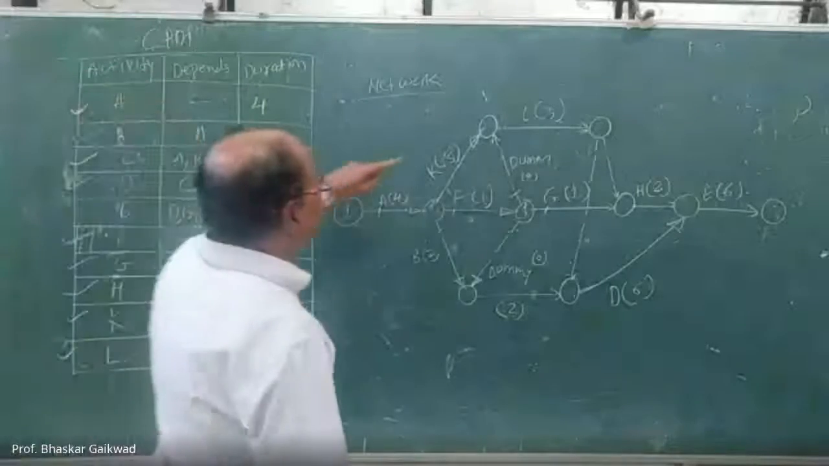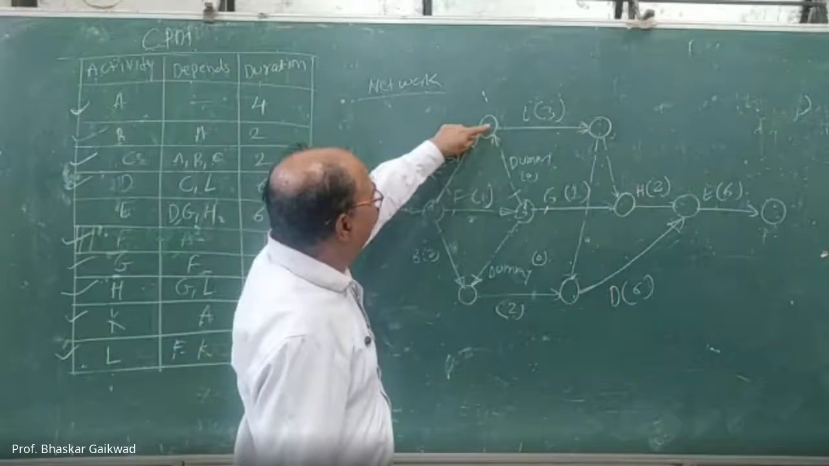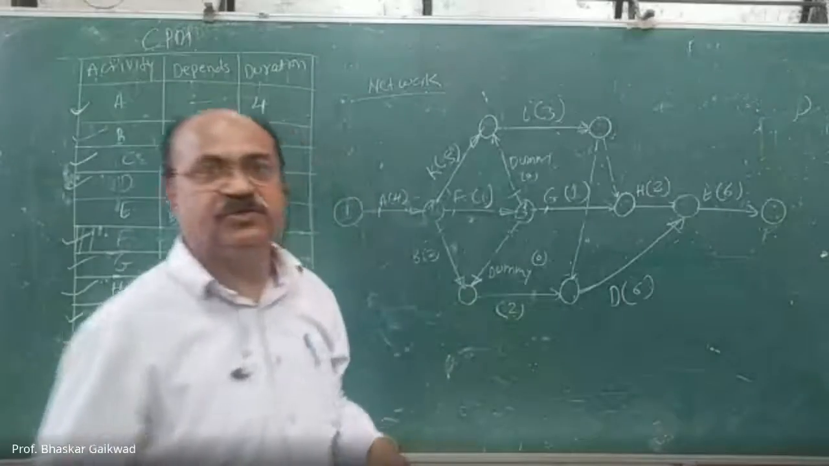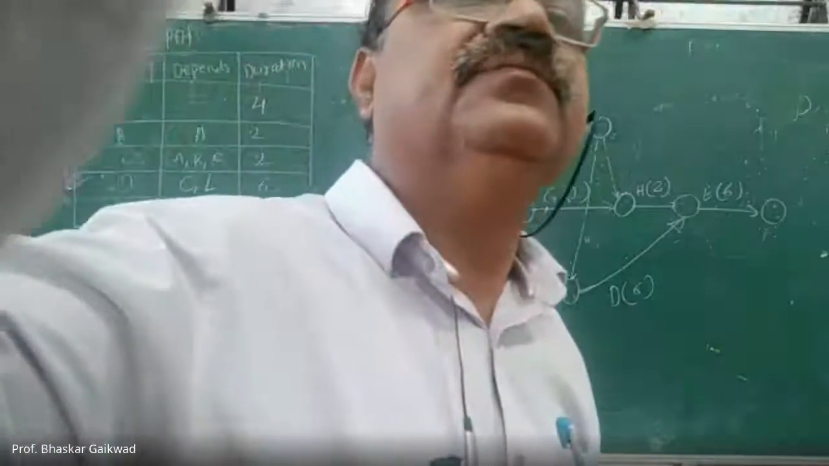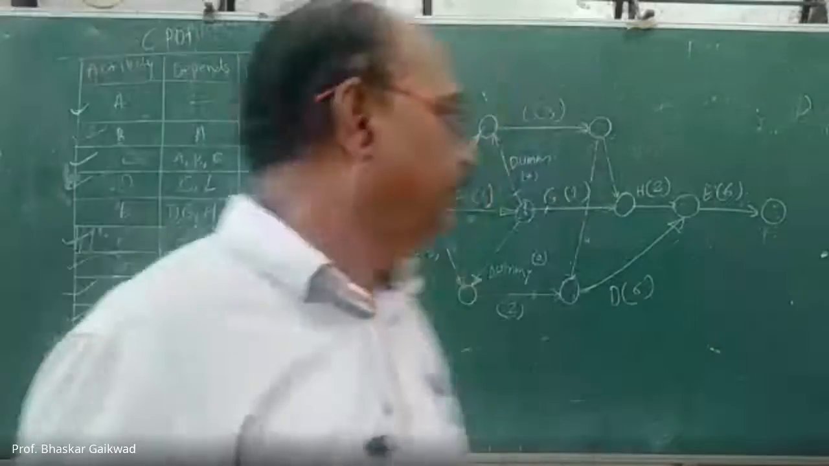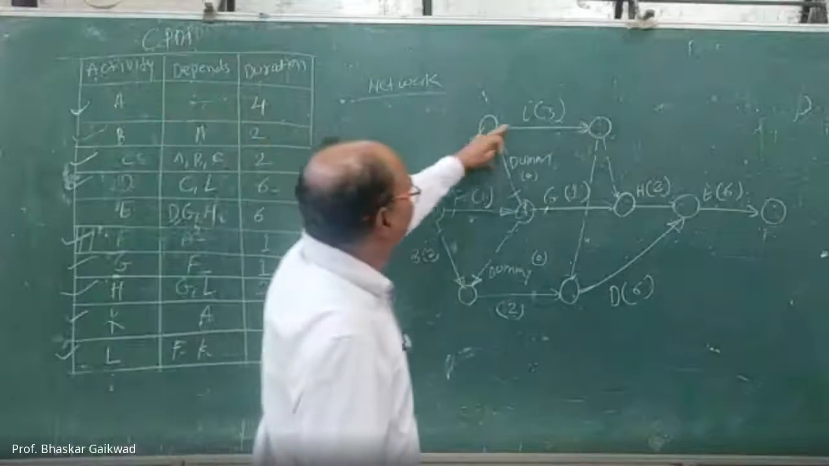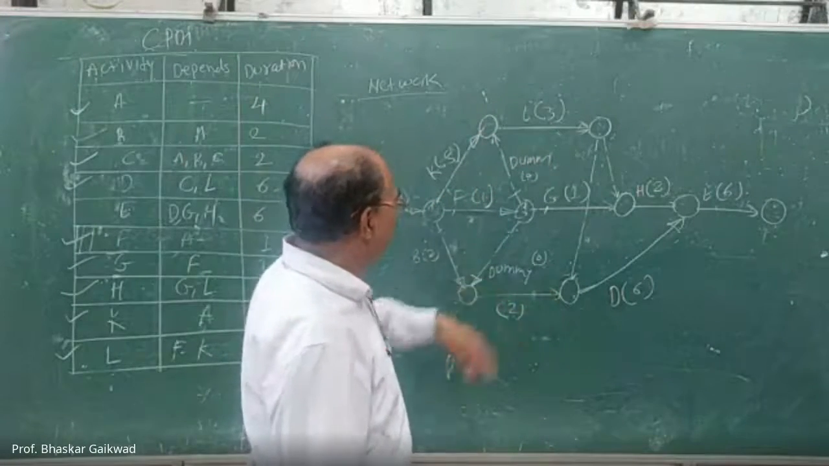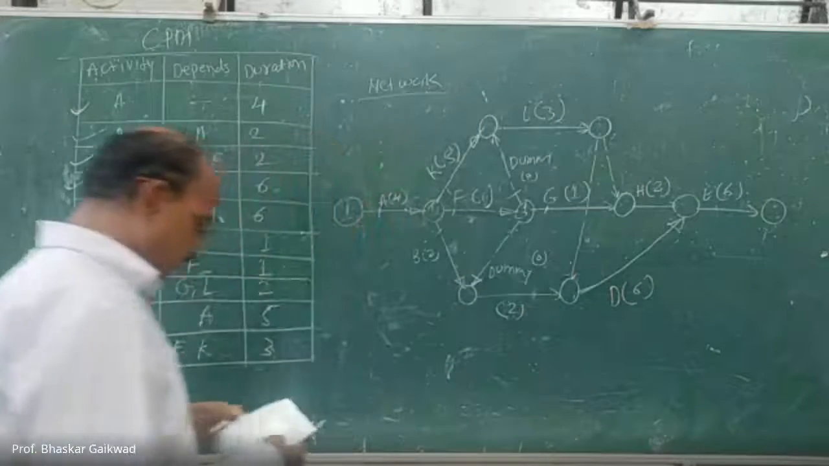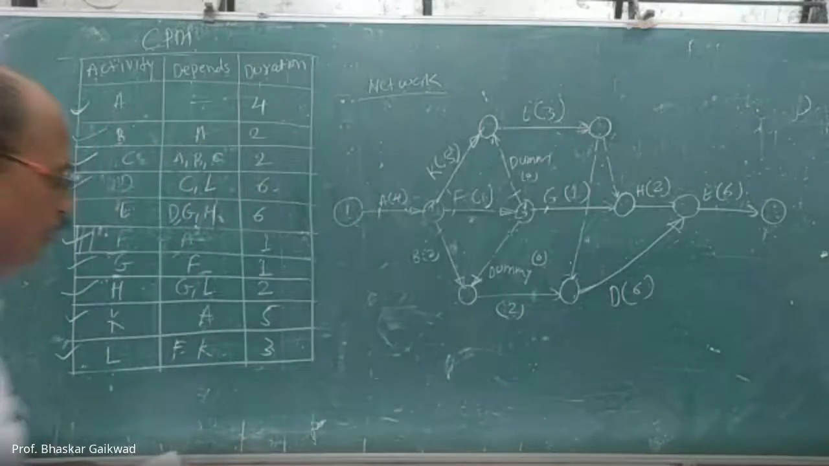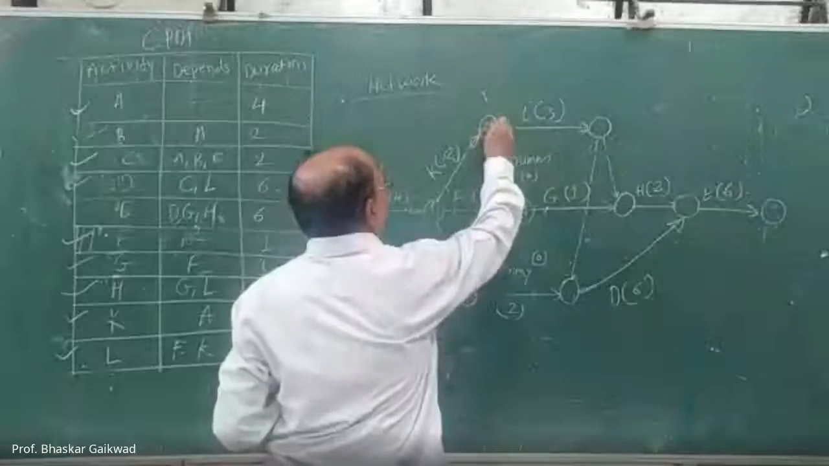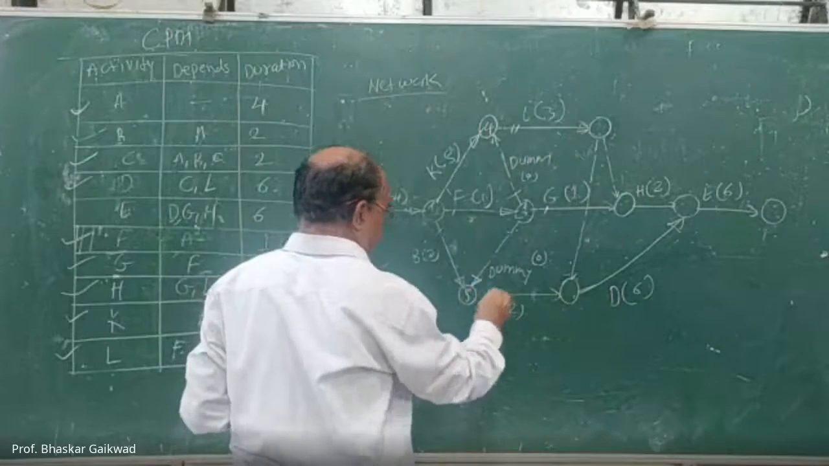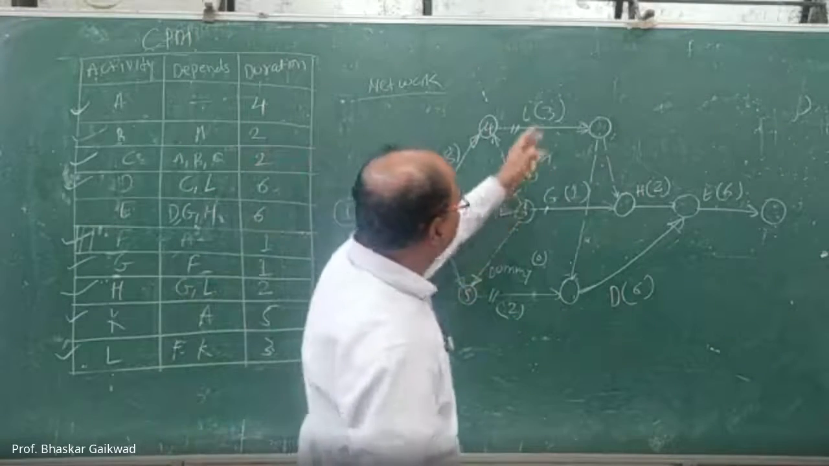Out of this, outgoing activity only one. It is also one. Outgoing activity only one. Out of this, you can say only one. So here, suppose I select it as 4. Five. After that, we go to this.